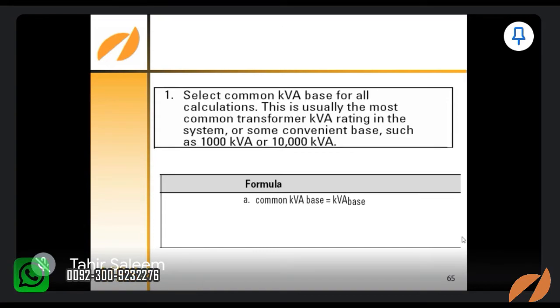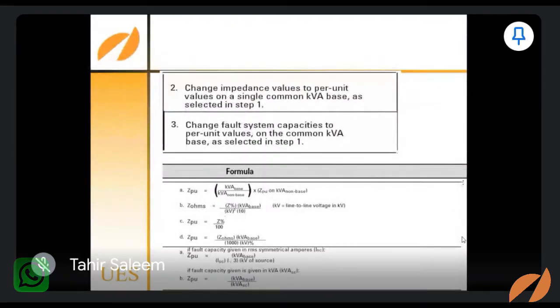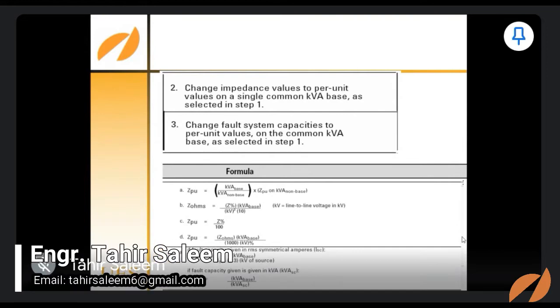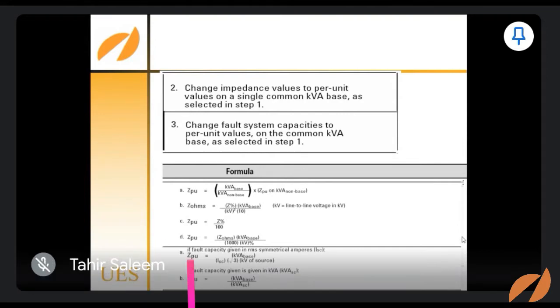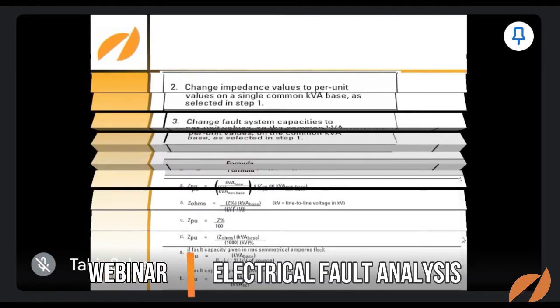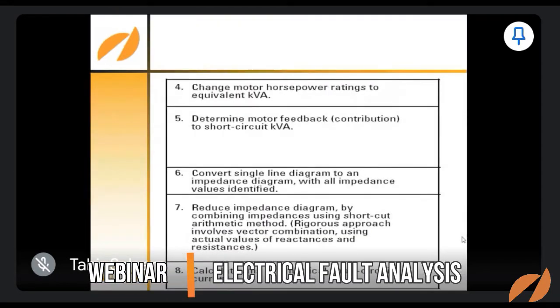We have taken this. Change impedance values to per unit values on a single common kVA base as selected in step 1. Change fault levels and capacities to per unit value on the common kVA base. Now there is a solution of the problem as per the given formulas. Change motor horsepower rating to equivalent kVA. Determine motor feedback contribution to short circuit kVA.